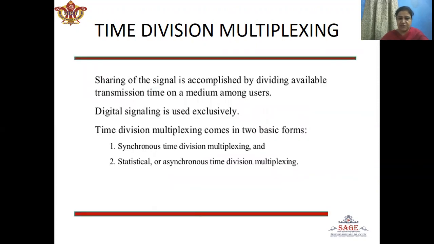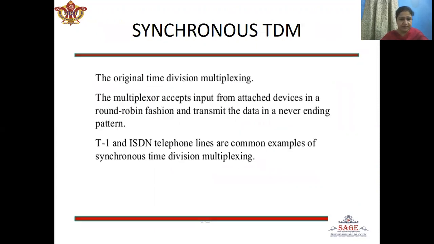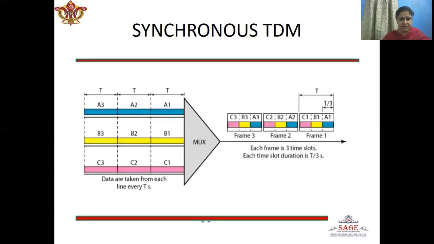Here we can see the sharing of the signal is accomplished by dividing available transmission time on a medium among users. There are two types of time division multiplexing: synchronous time division multiplexing and asynchronous time division multiplexing. Synchronous time division multiplexing is the original or most commonly used time division multiplexing. T1 and ISDN telephone lines are common examples of synchronous time division multiplexing.